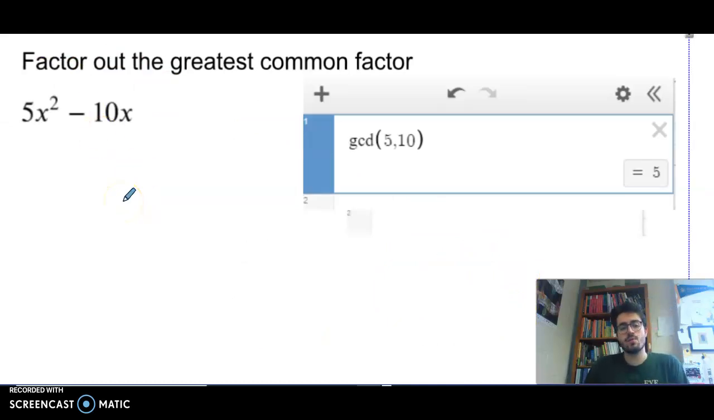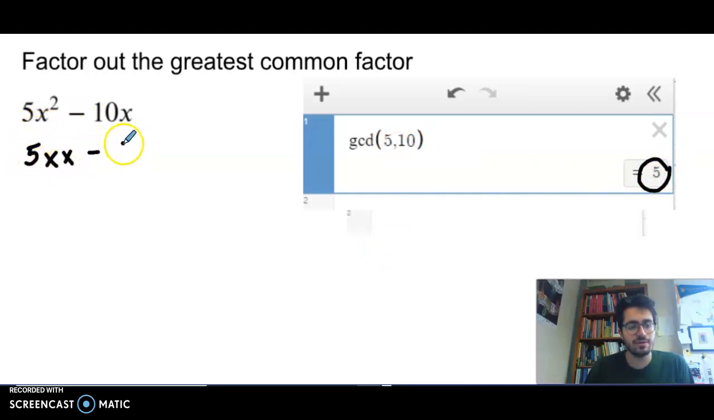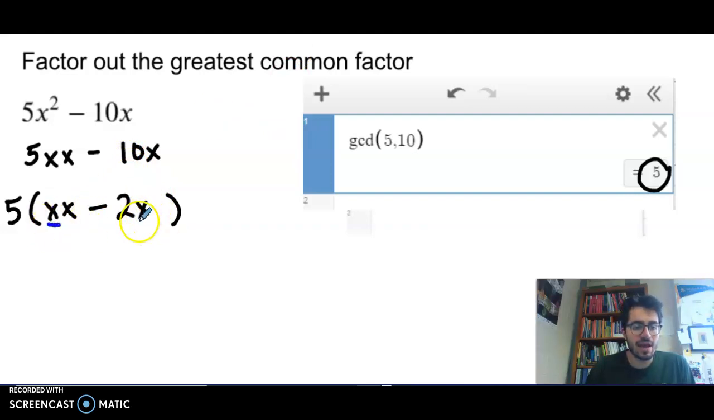If you struggle to figure out what the greatest common factor is between two numbers, you can do it in Desmos. So here you can see in this picture, I typed GCD. I put the numbers I wanted to find the greatest common factor of, and it gave it to me. So in this problem, I see I have 5x squared minus 10x. I can expand my variables. 5 is the greatest common factor, so I'm going to take it out. 5 divided by 5 is 1, so there's a 1 right here. 10 divided by 5 is 2. And then they both have an x, so I can take out an x. And I'm left with x minus 2.